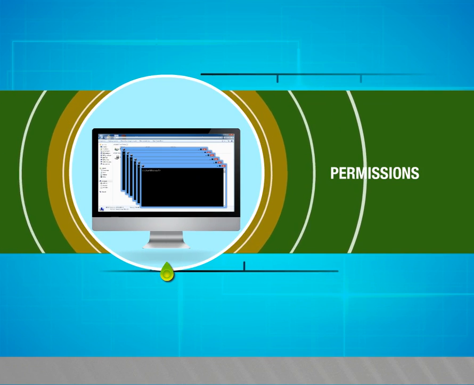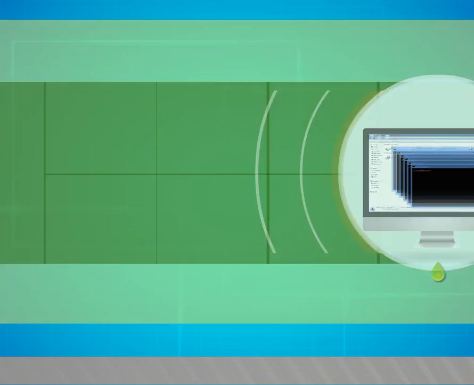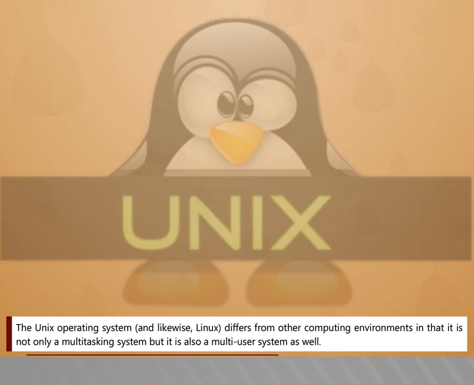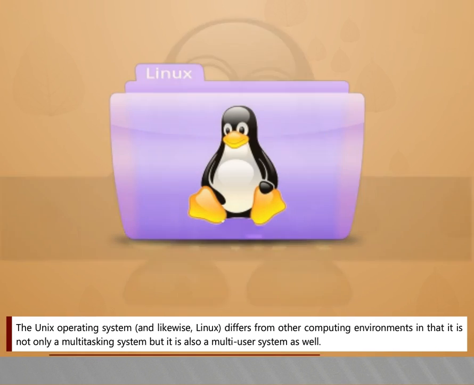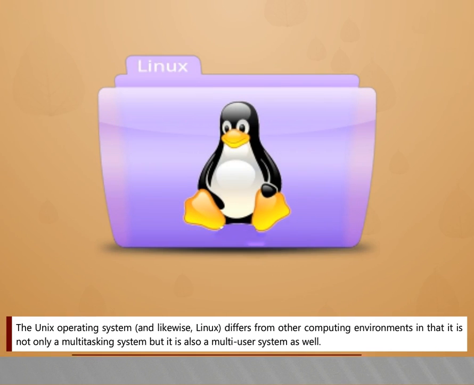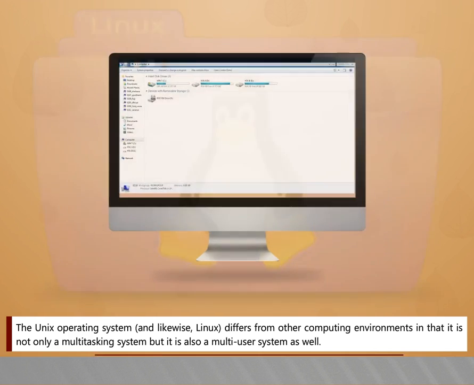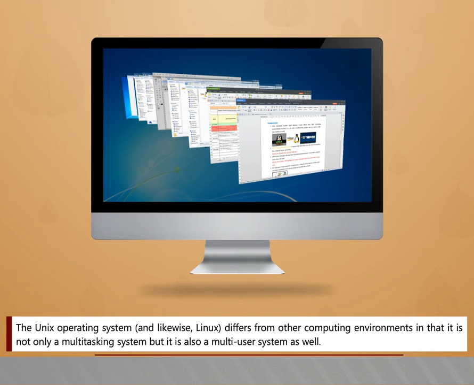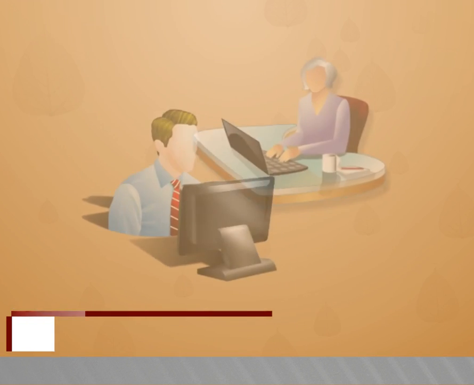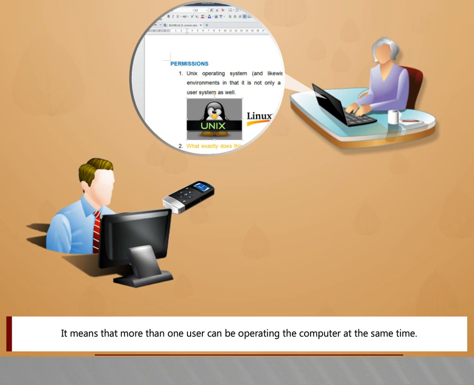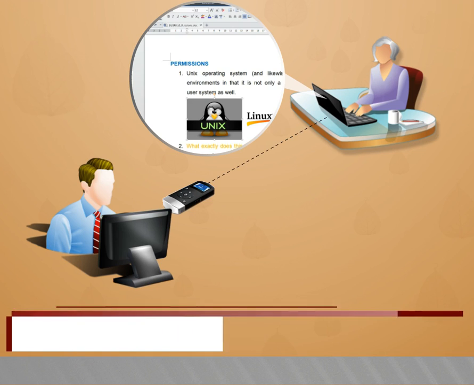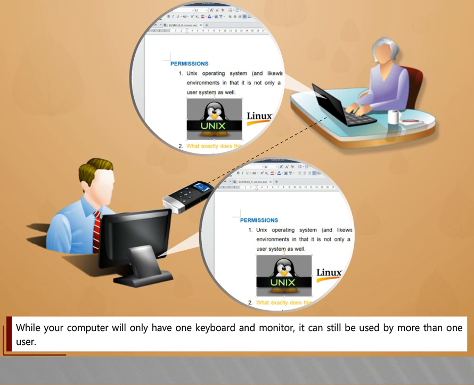Permissions. In this video, we are going to see about permissions. The Unix operating system, and likewise Linux, differs from other computing environments in that it is not only a multitasking system, but it is also a multi-user system as well. It means that more than one user can be operating the computer at the same time. While your computer will only have one keyboard and monitor, it can still be used by more than one user.